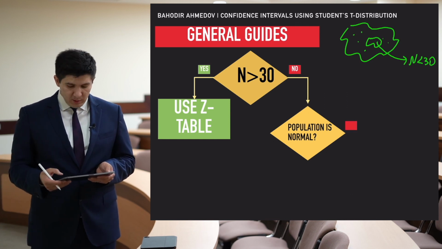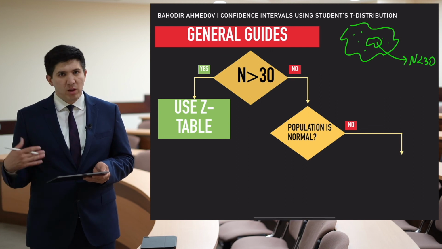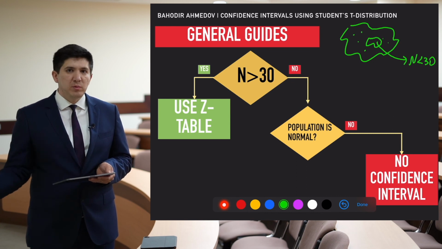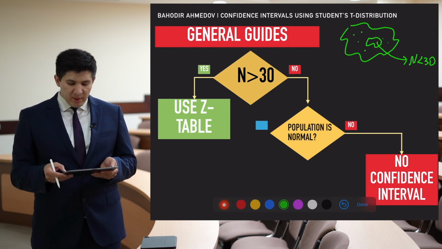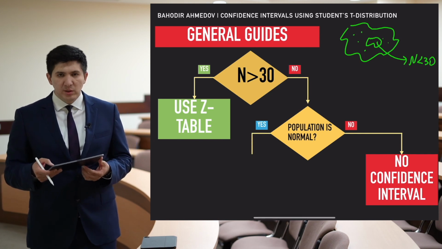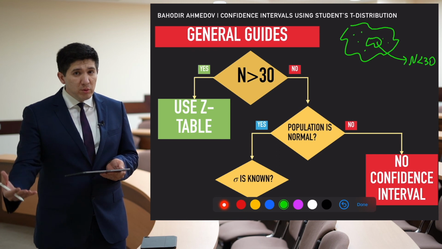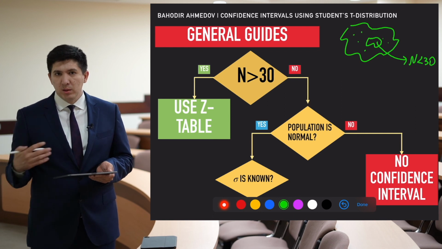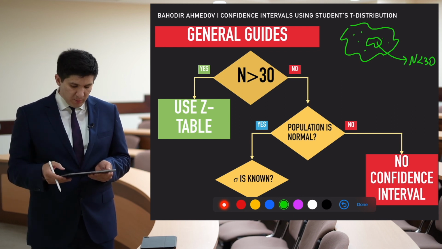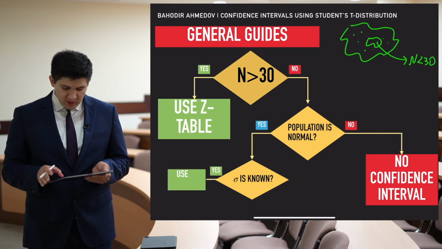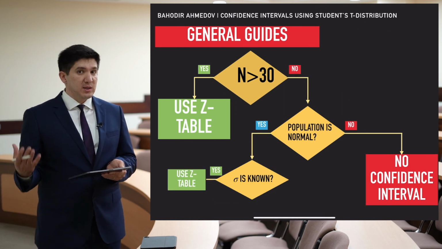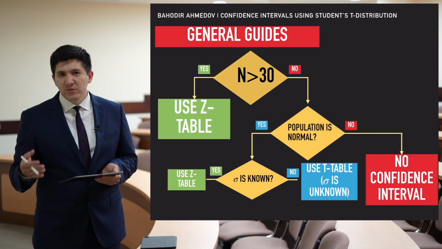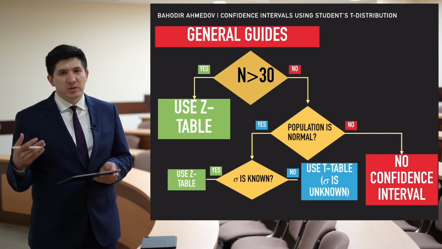But if not, you can't really construct the confidence intervals. If n is smaller than 30 and the population doesn't have a normal distribution, then we cannot do the confidence intervals. But if the population has a normal distribution, you need to do one more check: whether you know the population standard deviation for some reason, from previous experience or some knowledge about the population. If you know the population standard deviation, then you still use the Z table. But if you don't know this, you're going to use the T table. You see, you need to fulfill lots of no's in order to be able to use the T table.